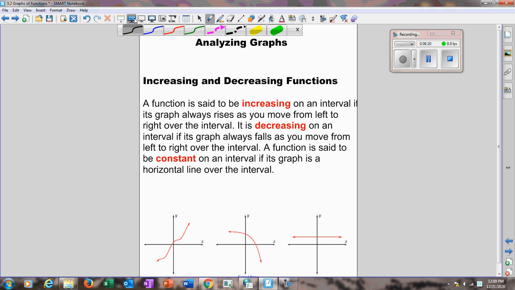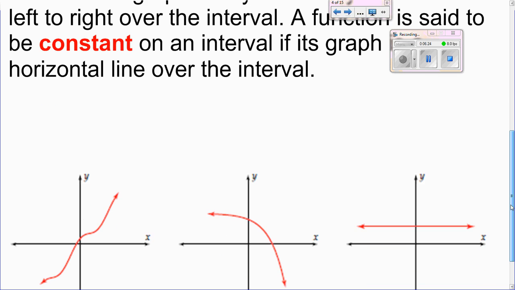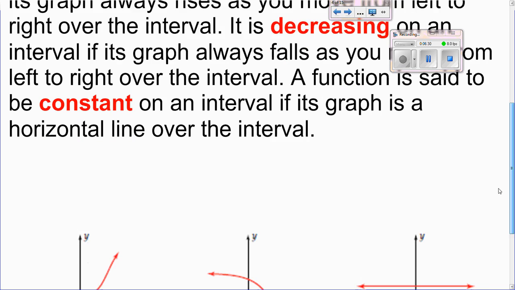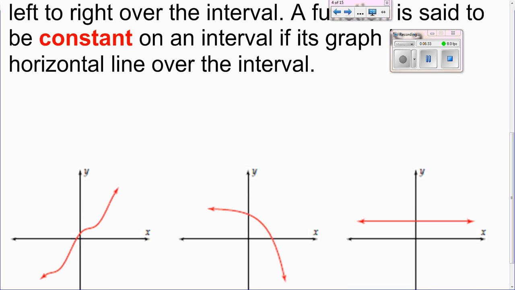So if we're looking at each one of these and whether they are increasing, decreasing, and constant, if I look at this first one, as I start from the left and I move towards the right, it is always going up. There are times where it's going up less, but it continues going up and never drops back down or stays the same at any point. Always rising, so this would be increasing across this entire interval. The second one would be decreasing because it starts here, and as I go from left to right, it's always dropping. And obviously the last one is a horizontal line, so it is constant over the interval.